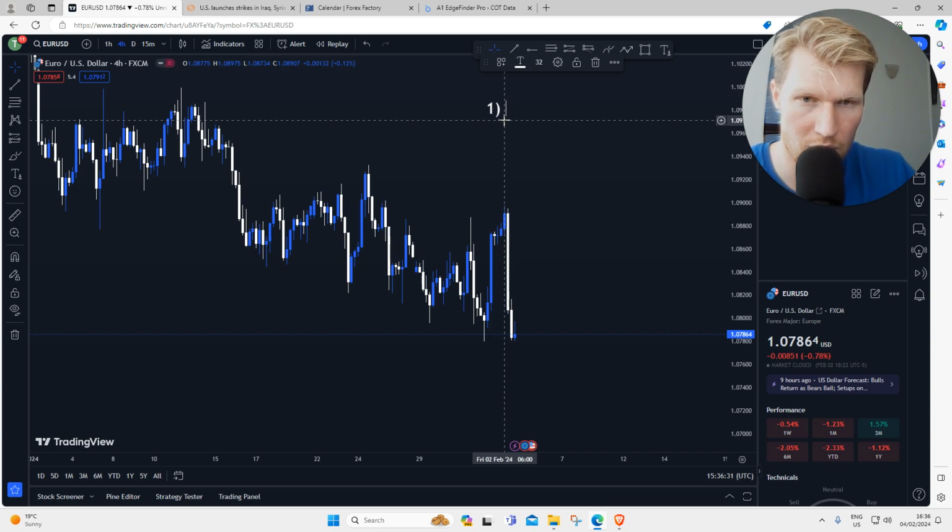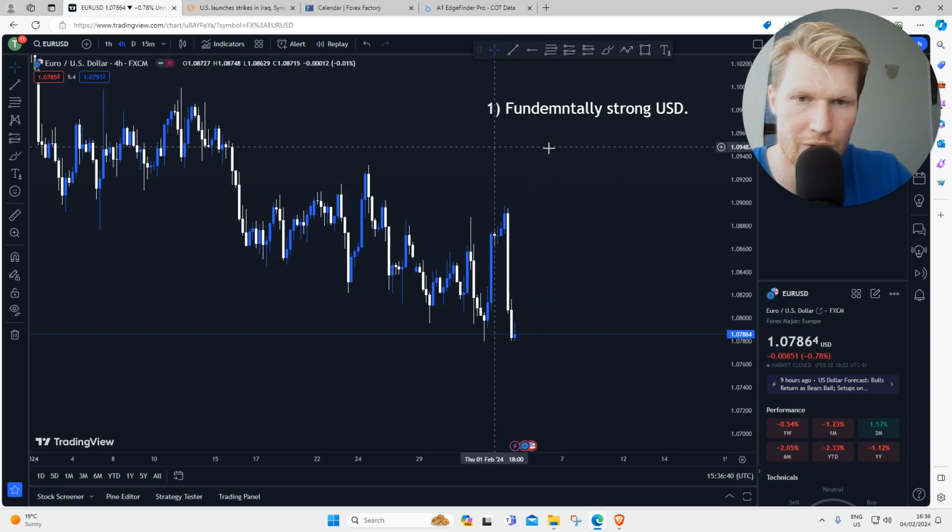Fundamentally, strong USD, right? So that's the first confluence.